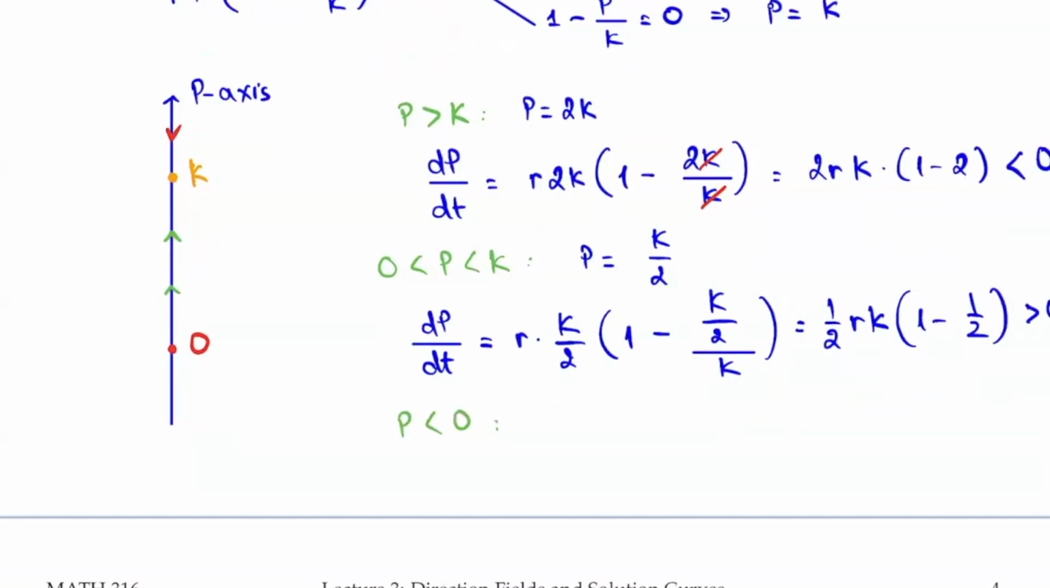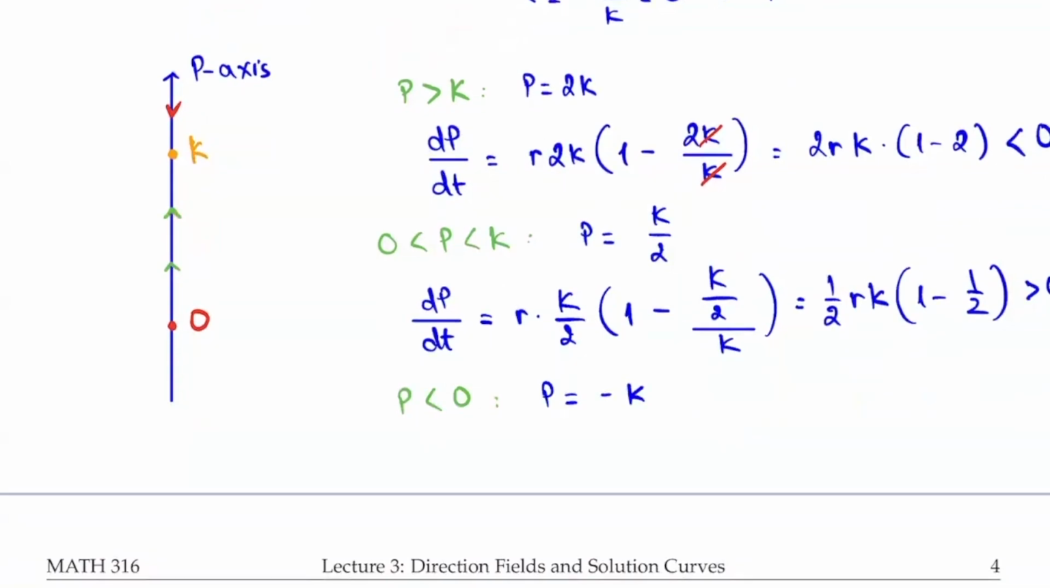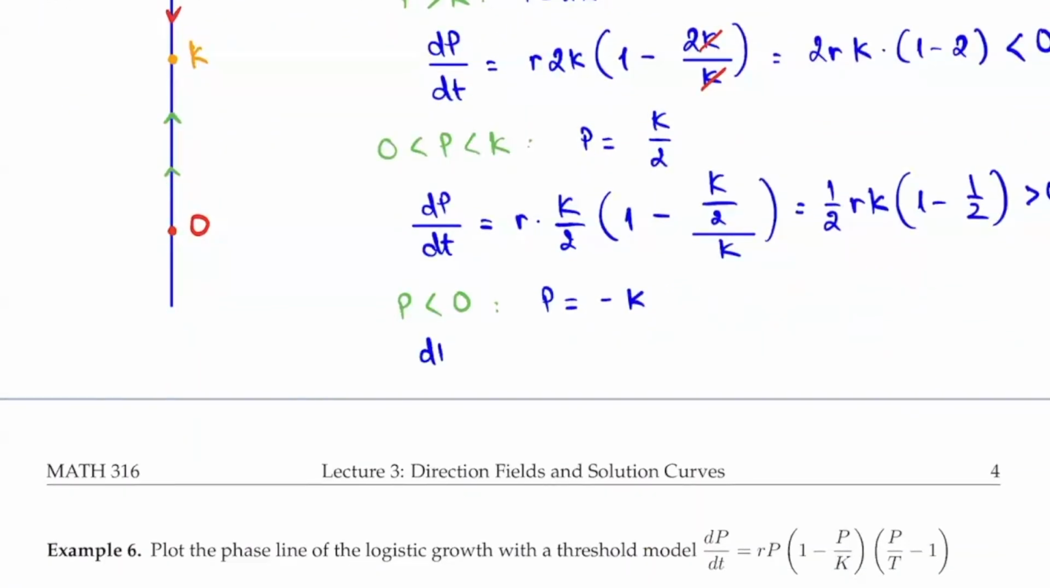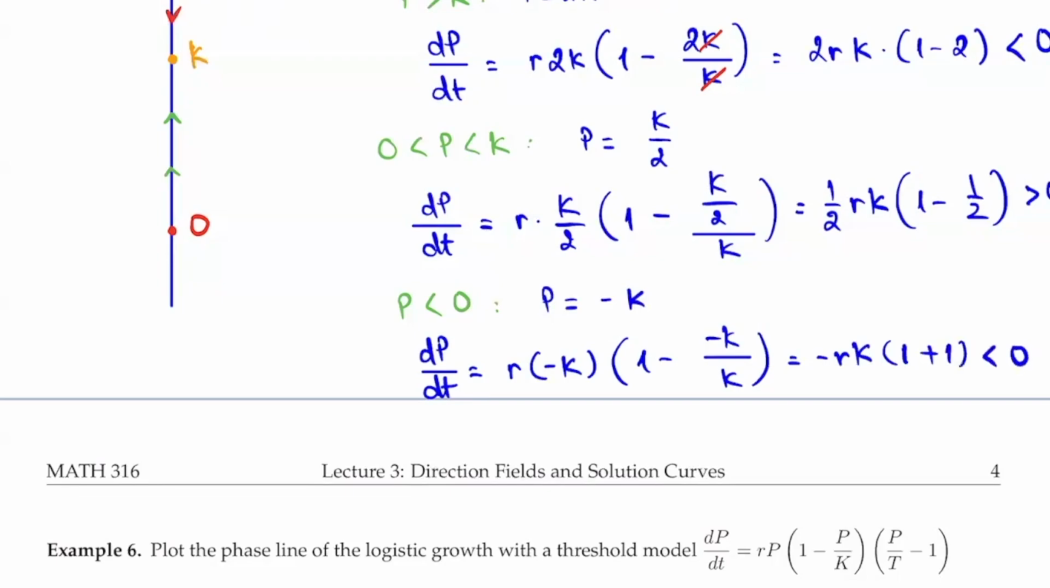When p is less than 0, you have p equal to, let's say, negative k, whatever that is. Negative k, so dp/dt equals r times negative k times 1 minus negative k over k. This gives me negative rk times 1 plus 1. So this is negative, so the arrow points downward. We good? That's how you analyze it.